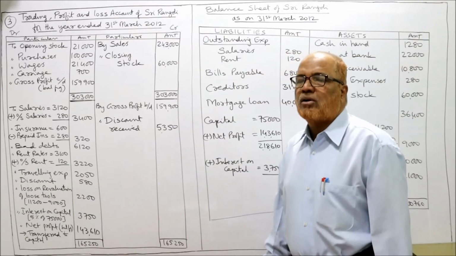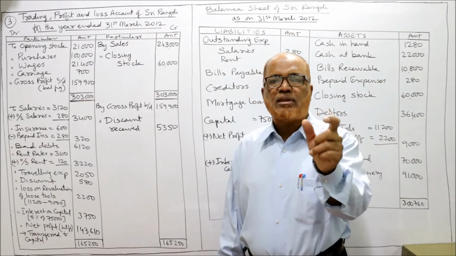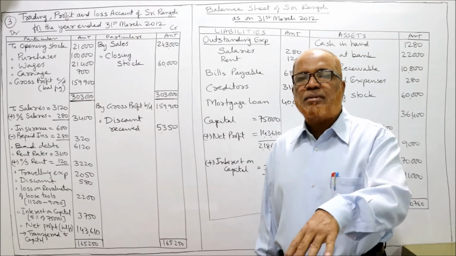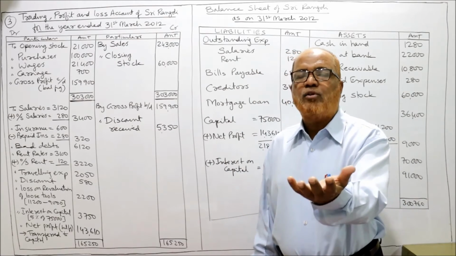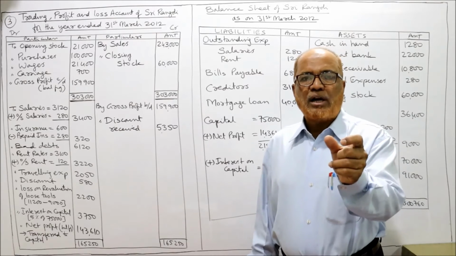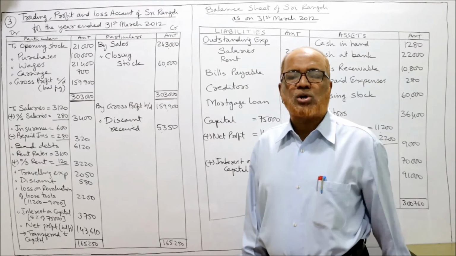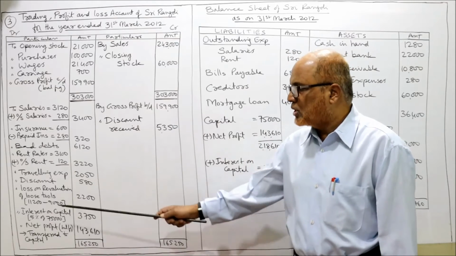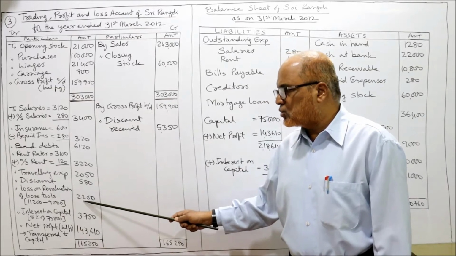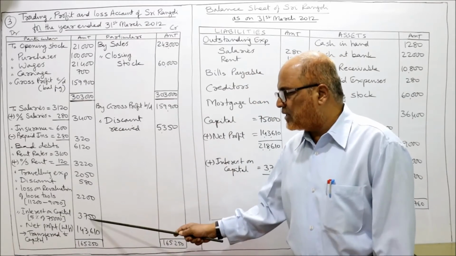Loss on revaluation of loose tools. Just now I have explained. In the trial balance, loose tools are 11,200. In the adjustment, it is saying the value of loose tools at the end of the year is 9,000 only. So 11,200 at the beginning of the year, 9,000 at the end of the year. So the remaining is the loss or depreciation on loose tools. Loss on revaluation of loose tools 2,200. Interest on capital at 5% on capital: 3,750.